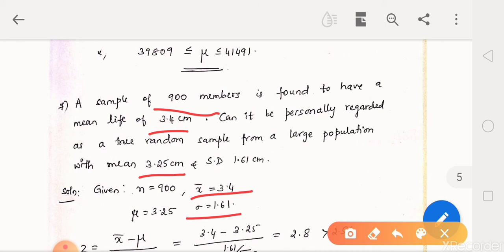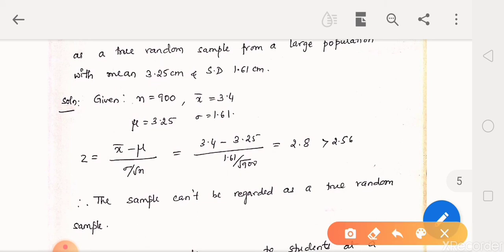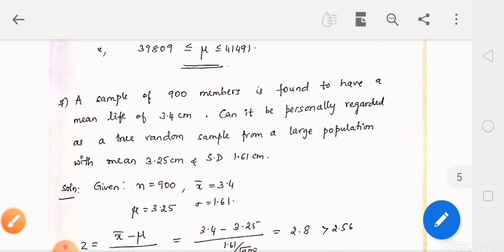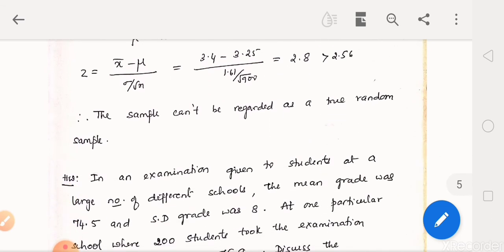Since the mean of the population and the mean of the sample are known, use the formula z is equal to x bar minus mu divided by sigma by square root of n. Calculating this value, we get z as 2.8. It is greater than 2.56 and it is greater than 1.98 also. So we can reject the hypothesis, that is, the sample cannot be considered as a true random sample from the large population with the given mean and standard deviation.